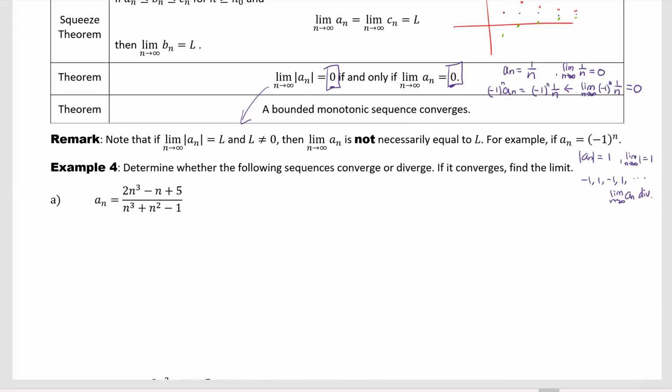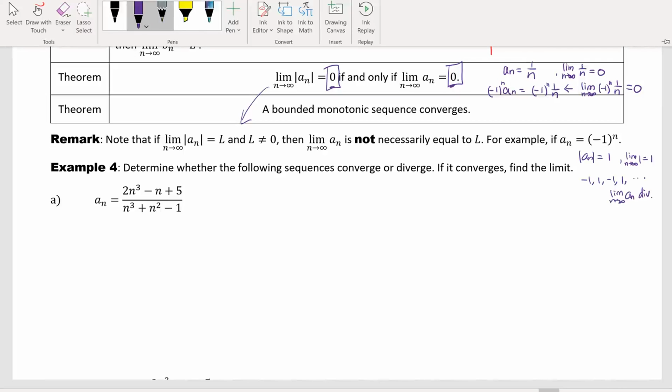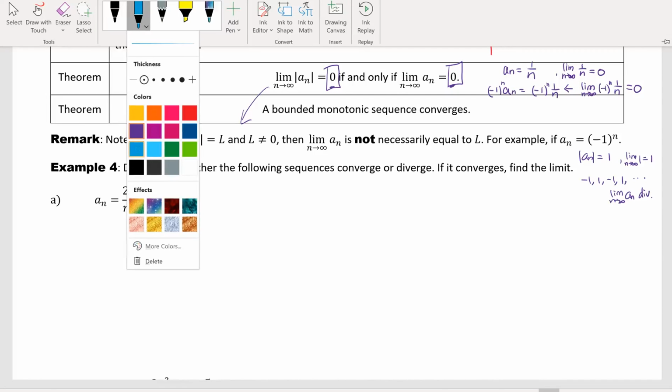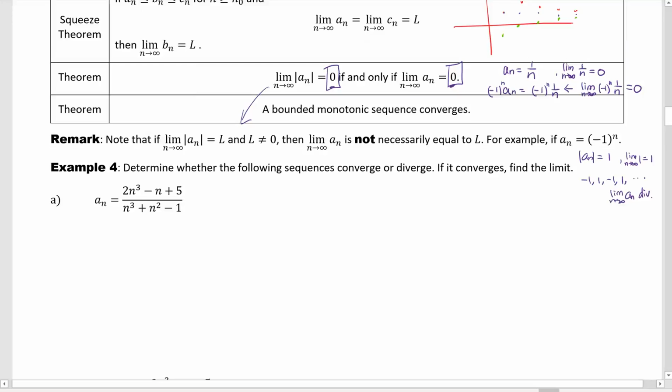Okay, so one more theorem. A bounded monotonic sequence converges. What does that mean? A bounded monotonic sequence. So you remember what bounded is? Bounded means, let's say this is 0, and this is my m. Then the sequence lies in this range. Monotonic means it's either non-decreasing or non-increasing. Please be careful.